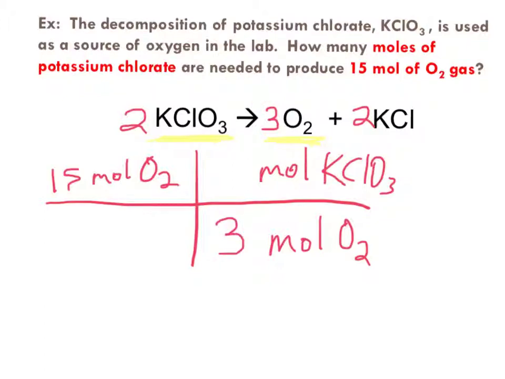3 moles of oxygen, 2 moles of potassium chlorate. Multiply across the top, divide across the bottom. The final answer is 10. Since we need that expressed in two significant digits, we'll put a decimal, and that would be 10. moles of potassium chlorate for the final answer.